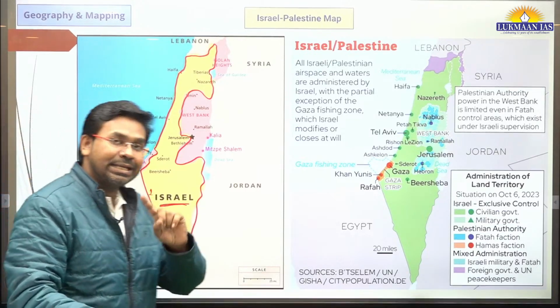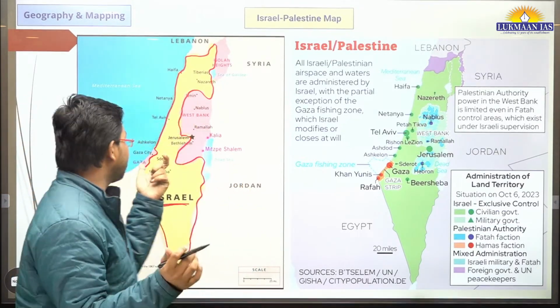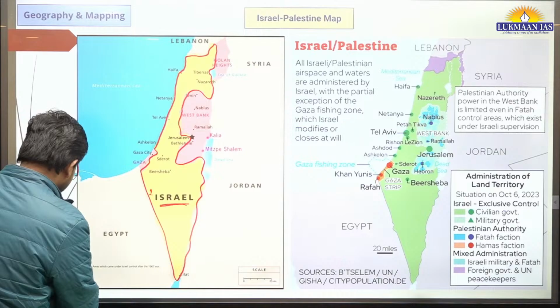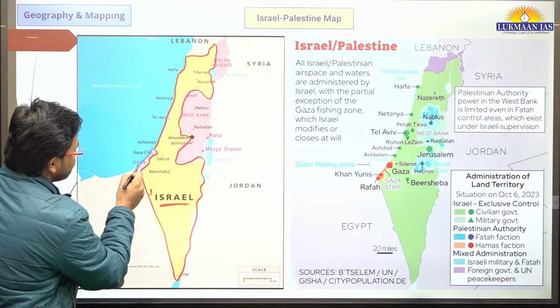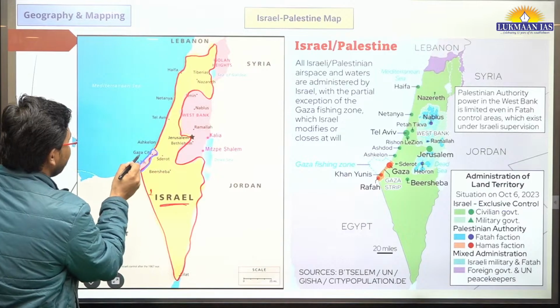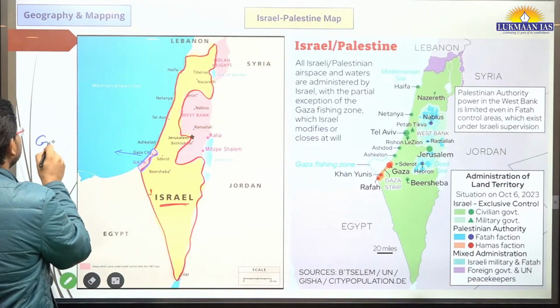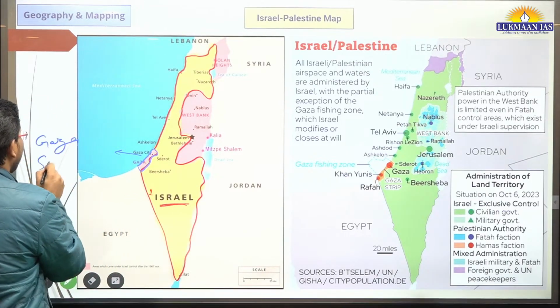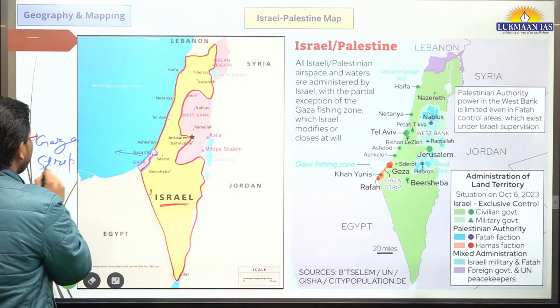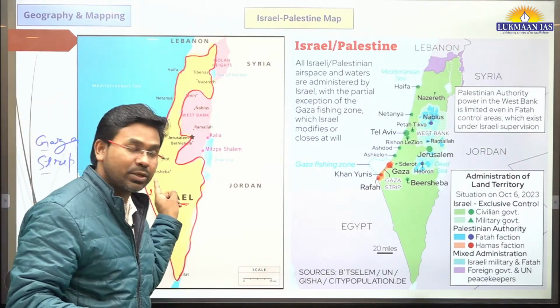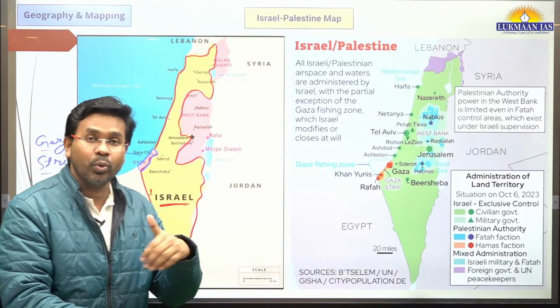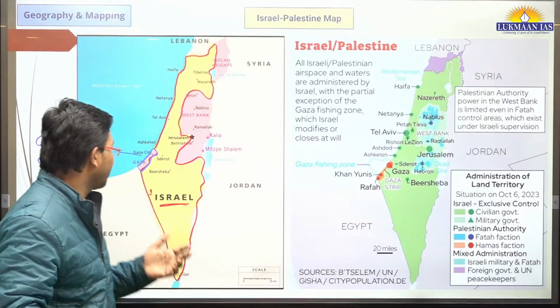Here Israel is in a state of war with Hamas. Where is Hamas located? Hamas is located over here. This place is known as the Gaza Strip. This strip is known as the Gaza Strip, all right. So this is where Hamas is located, and the people who stay here are Palestinian people.